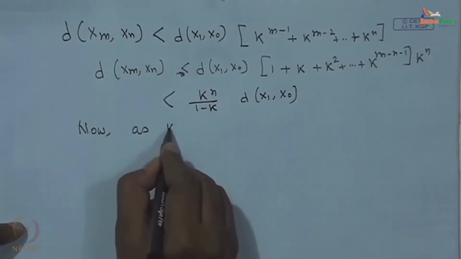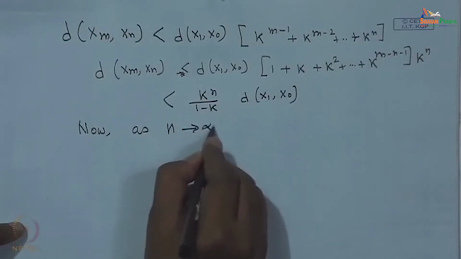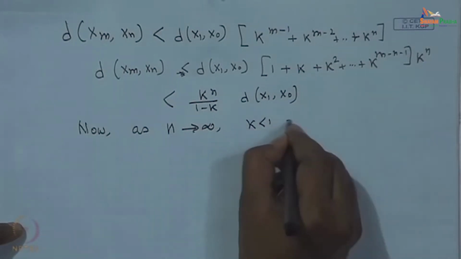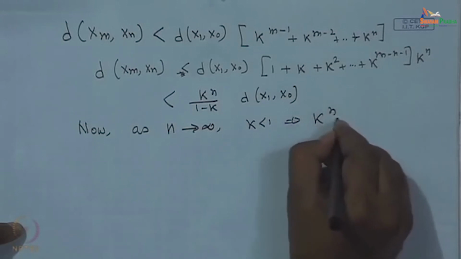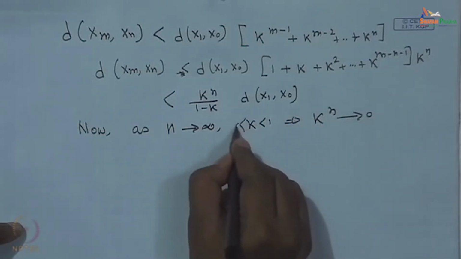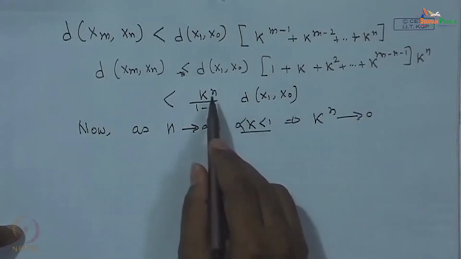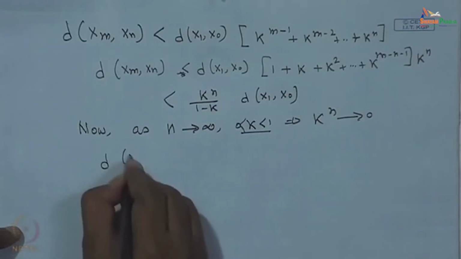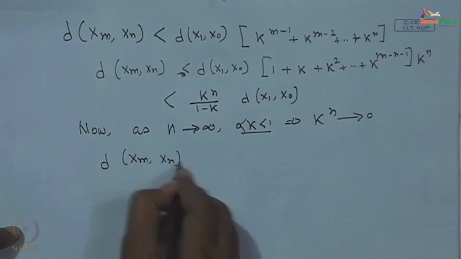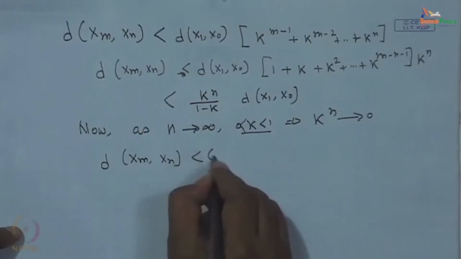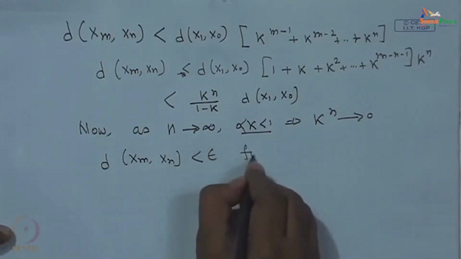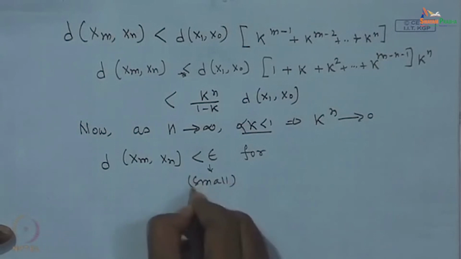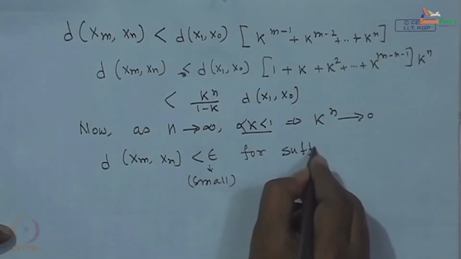Now, as n increases, n goes up to infinity, and k being a fraction, k is less than 1. So, k to the power n goes to 0, as k lies between 0 and 1. So, as n tends to infinity, k to the power n tends to 0. Therefore, metric between xm and xn is much less than epsilon, where epsilon is a small quantity, for sufficiently large n.